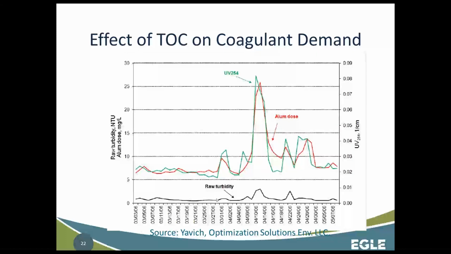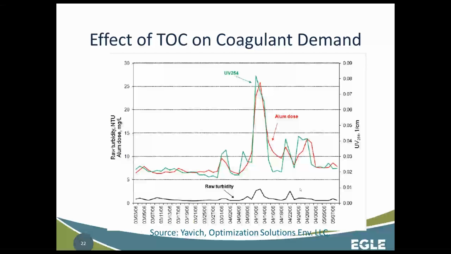But looking at this graph, you can see there was a spike here in the UV 254, and there's a little blip on the turbidity, and they're reacting by increasing their dose when they see that. And it tracks it pretty closely. The peaks tend to line up. This big one tends to line up. This one tends to line up.